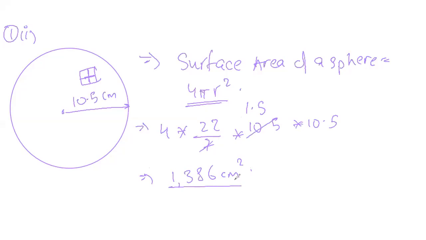Now, in each and every one of the exercises and videos that I solve, I always use a calculator. Why do I use a calculator? So that there's no wastage of time and I can do my questions fast. I would advise you to do the same. But in your exams, you can do it orally, or you can write in your rough column and solve it. So 1386 centimeter square is our final answer. We'll move on to the next question.